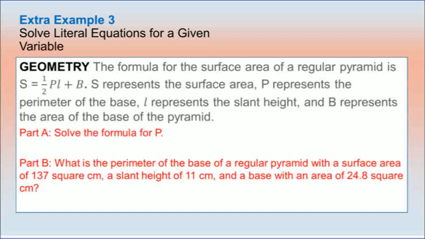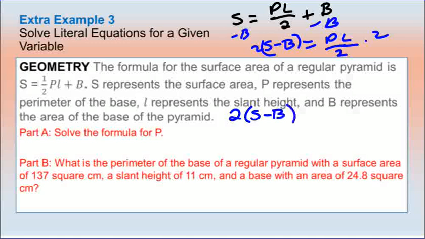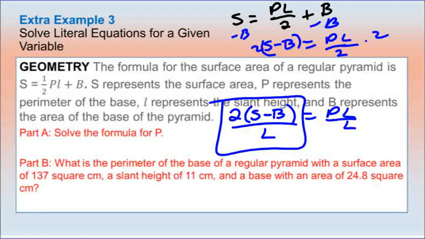So the first thing we need to do is solve for P. Let me write this down. S equals 1/2, and I'm going to rewrite this as P L over 2 plus B. For solving for P, I'm going to get rid of this B by subtracting B. So now I have S minus B equaling P L divided by 2. Multiply this by 2. So now I have 2 times (S minus B) equaling P L. Divide by L. This is what I would have as my formula. Now we're going to use that to find the perimeter.